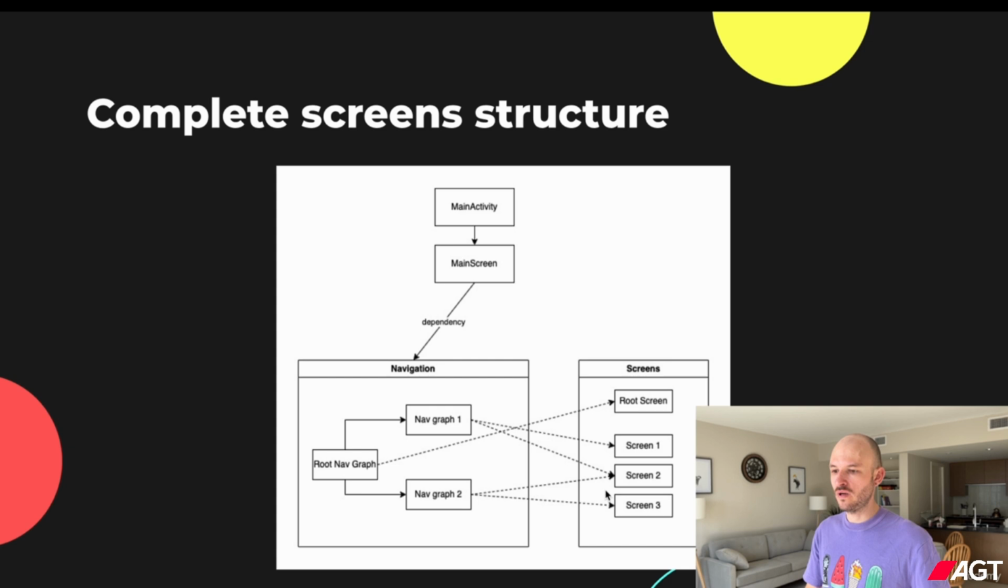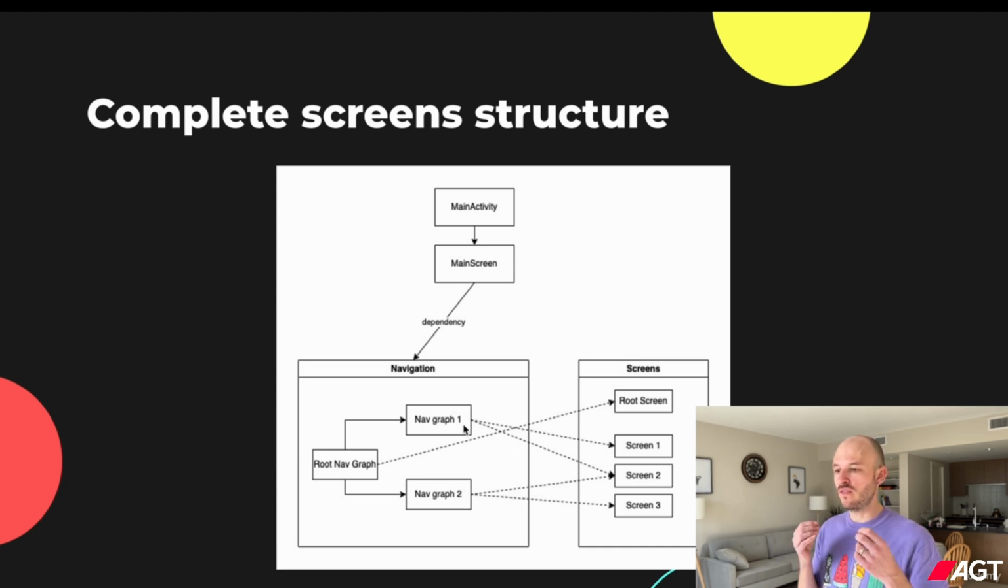And we are going to add 2 more screens. We already have the screen 1. We are going to add 2 more screens, screen 2 and screen 3. Screen 1 will be used from nav graph 1, and screen 3 will be used from nav graph 2. And pay attention that screen 2 is shared, it's reused between 2 nav graphs.